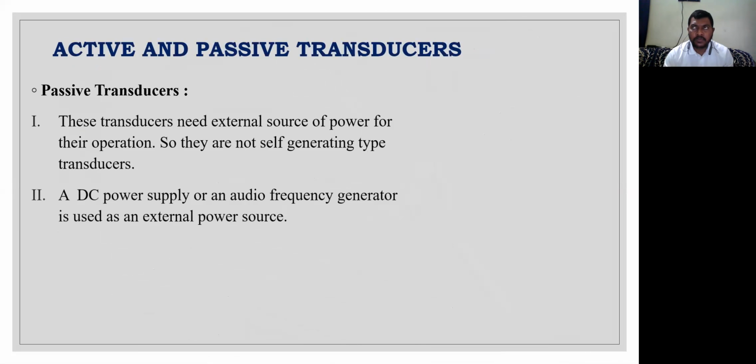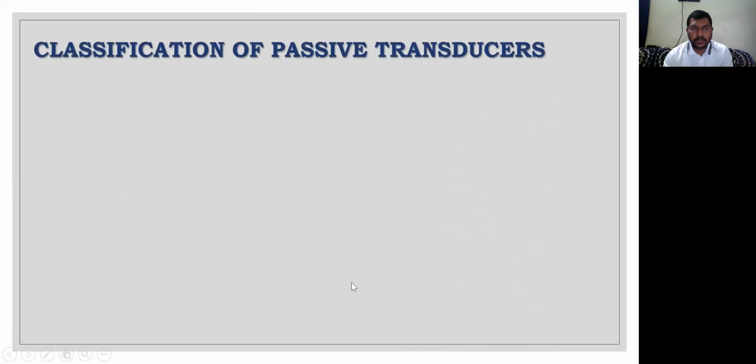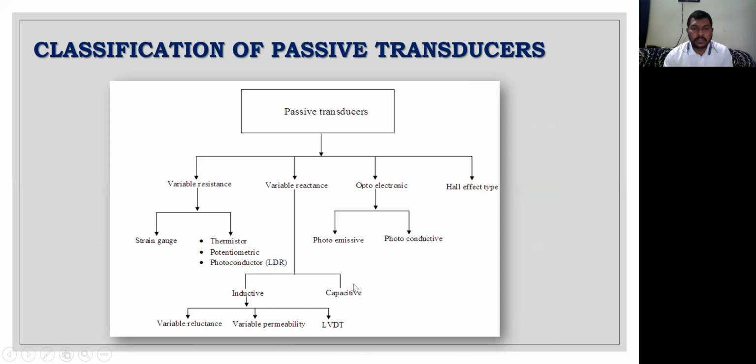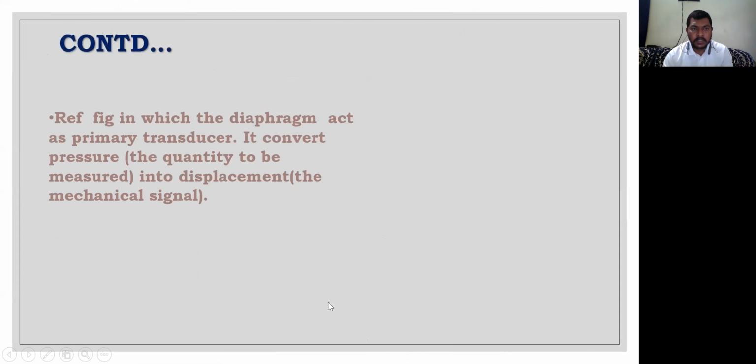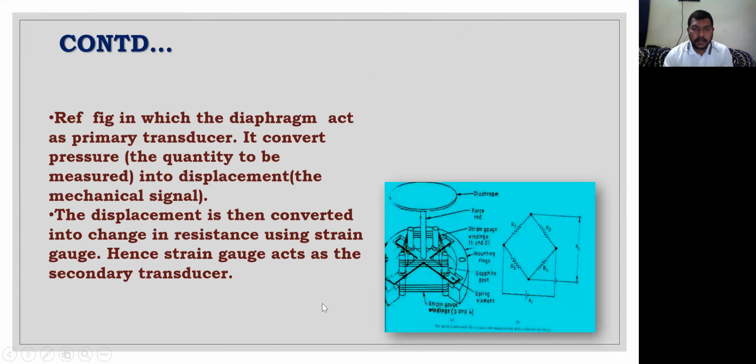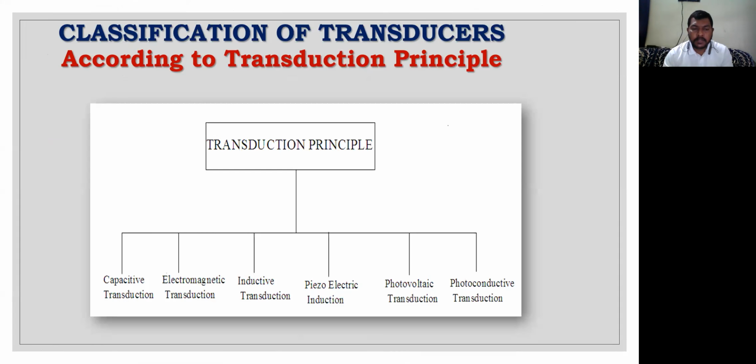Then passive transducers are not self-generating, so they require an external source of energy. We apply some energy to them, and accordingly the voltage is activated. So that is the classification of passive transducers. Then we studied primary and secondary transducers. According to the transduction principle, we have capacitive, electromagnetic, inductive, piezoelectric, photovoltaic, photoconductive, and resistive transducers.